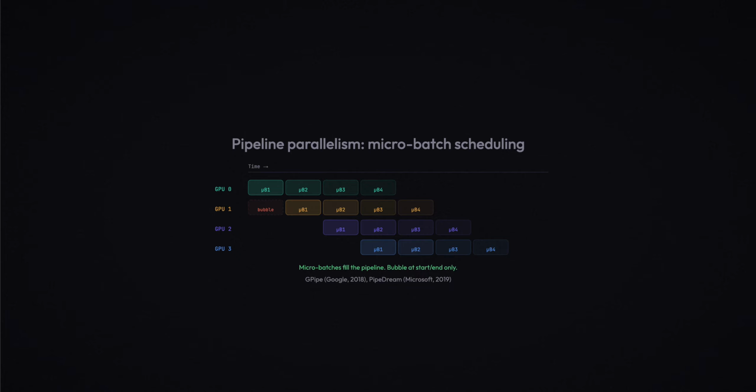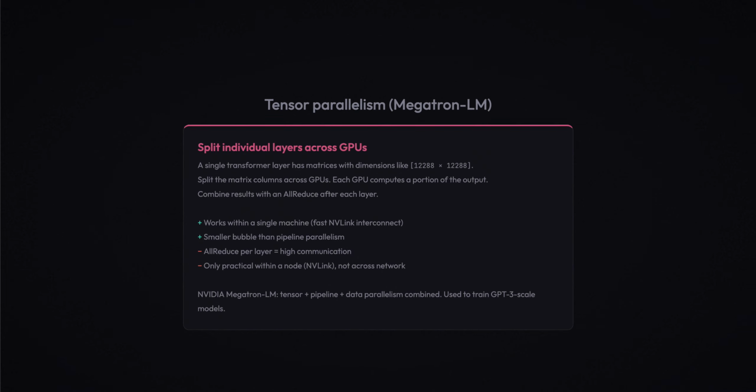There's still a bubble at the start and end of each batch, but with enough micro batches, the bubble becomes a small fraction of total time. Google's GPipe and Microsoft's PipeDream pioneered this approach in 2018 and 2019 respectively.